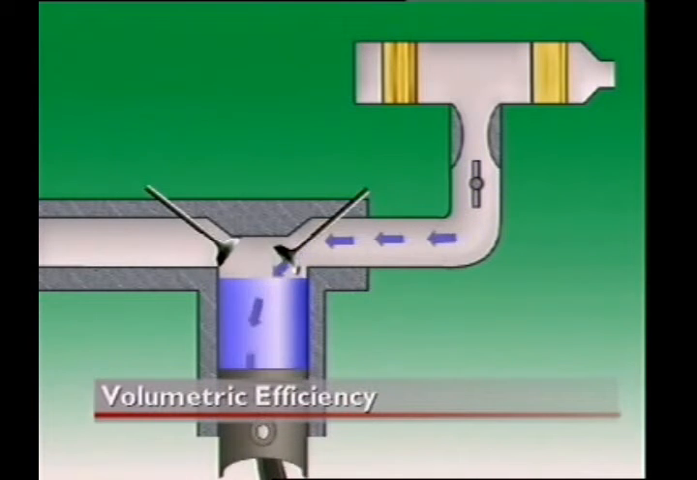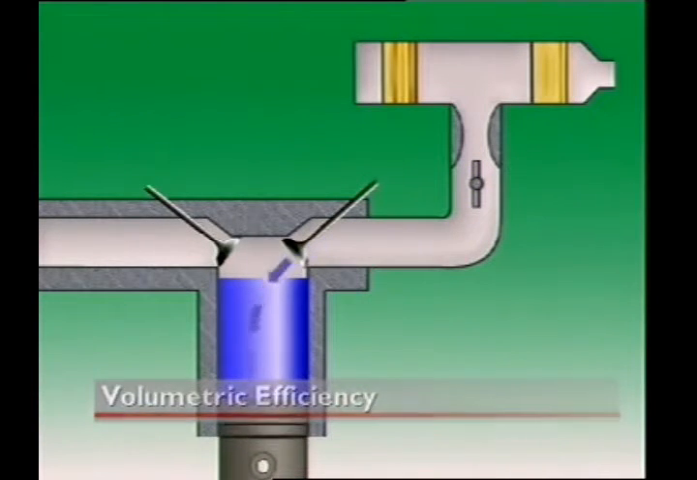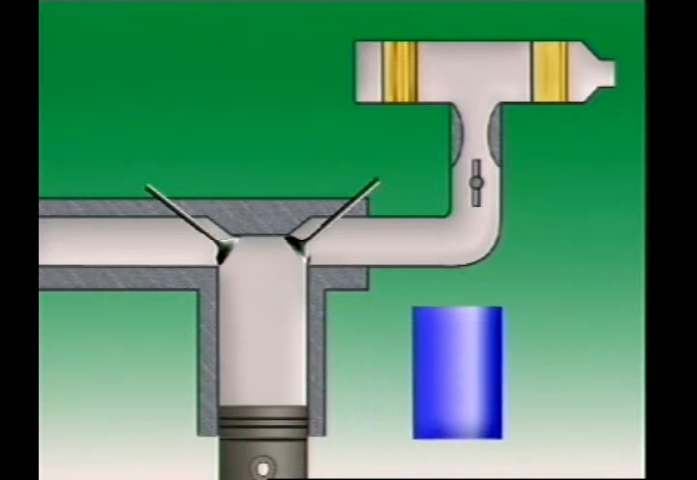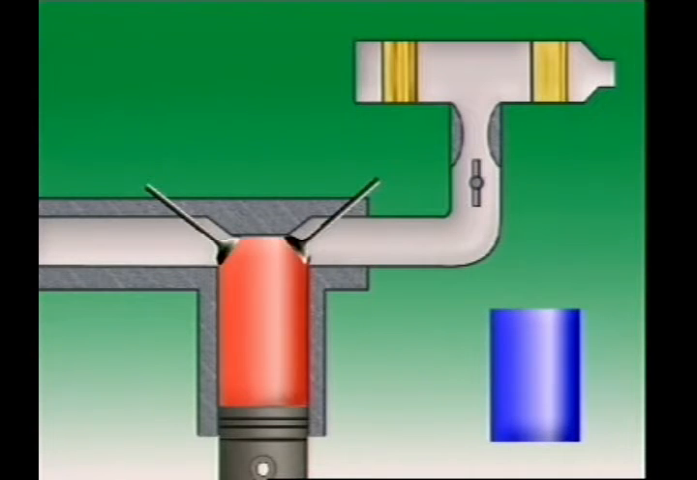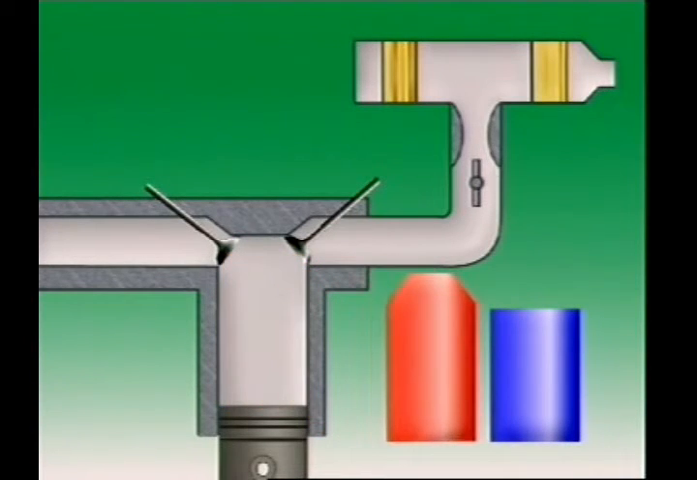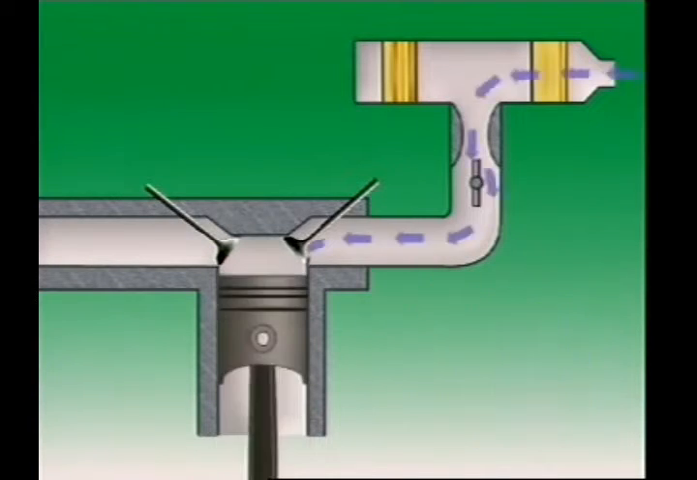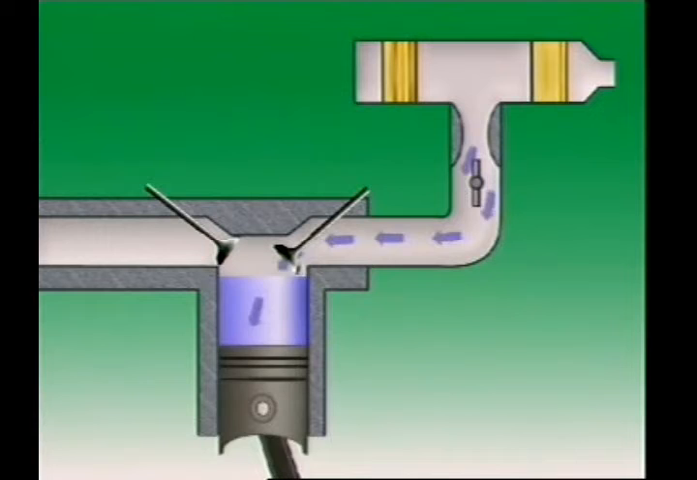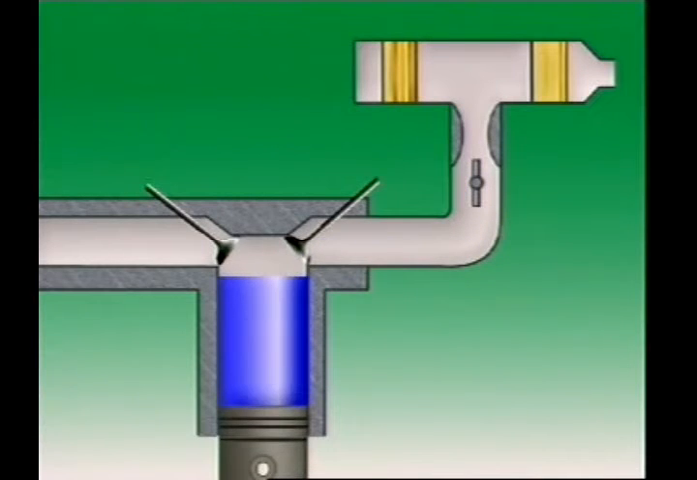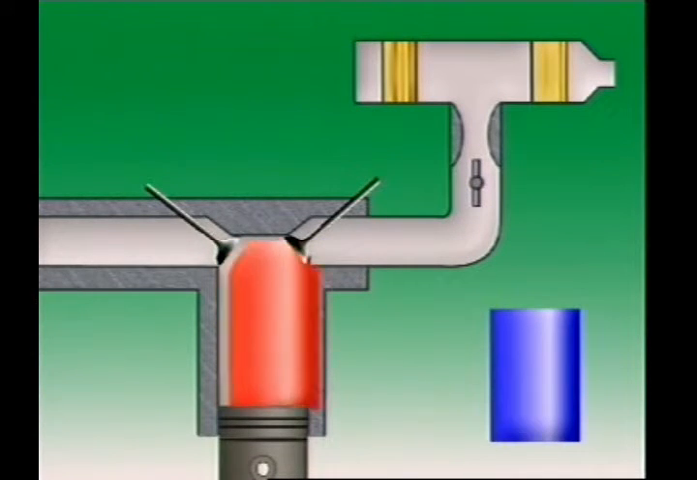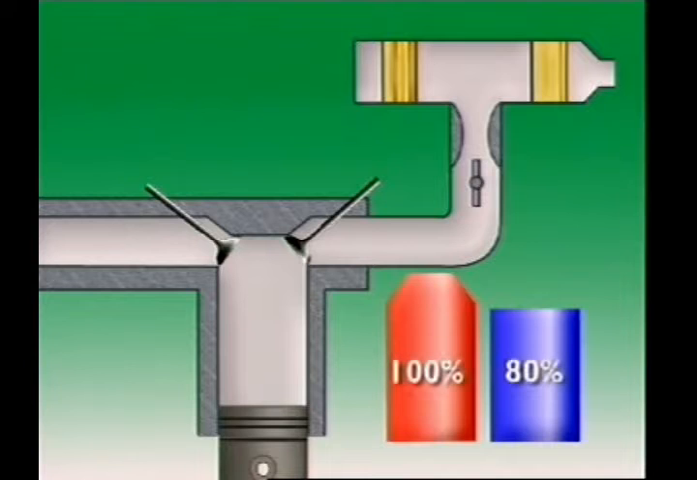Volumetric efficiency compares the volume of air entering a cylinder during intake to the internal volume of the cylinder when the piston is at bottom dead center. It is usually expressed as a percentage. In a naturally aspirated engine, one without forced induction, volumetric efficiency can never be 100%. This is because of the resistance to the airflow that occurs at the carburetor, manifold, and the intake valve.